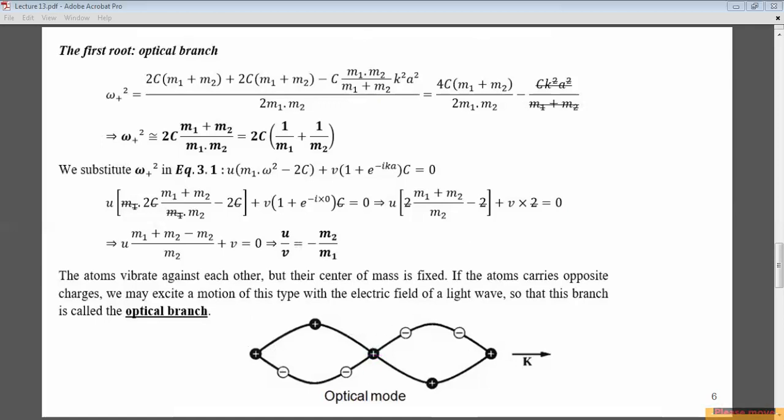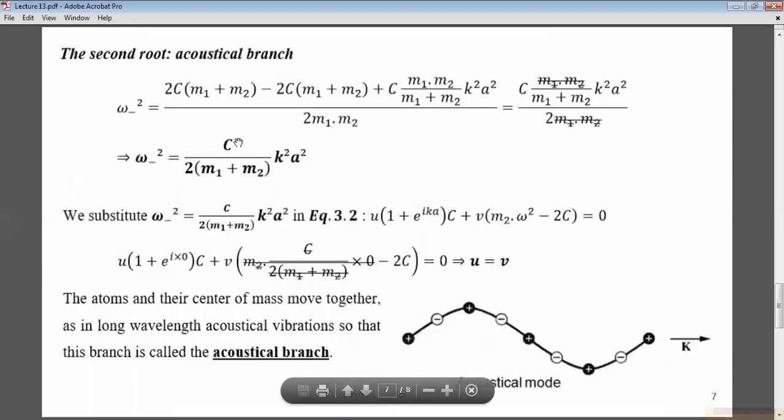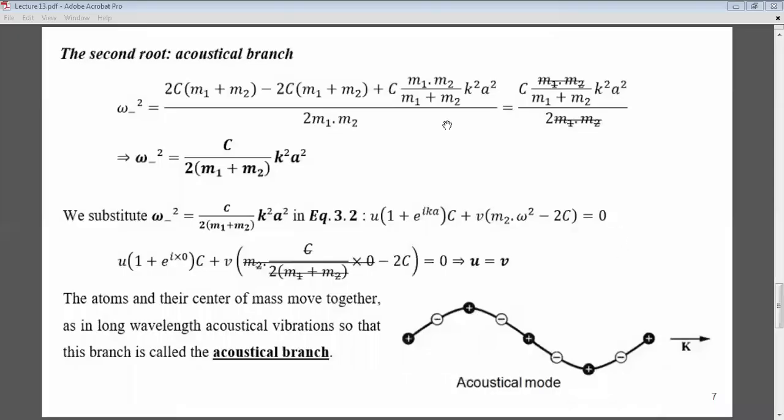Let's take the second root, which is the minus 1. I'm not going to go through all the math. We'll just put minus here, and the k squared a squared term will again disappear. So what do we have here? Notice here we cannot actually get rid of the ka.